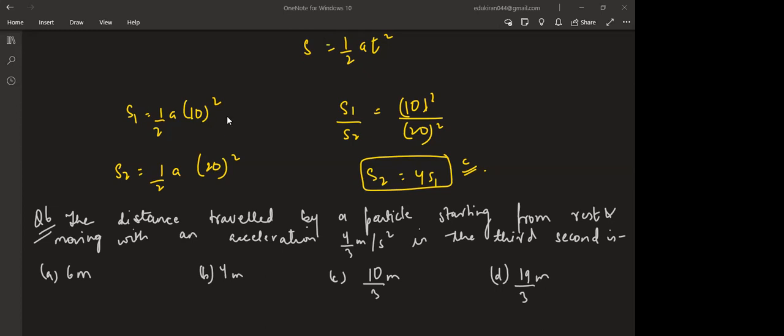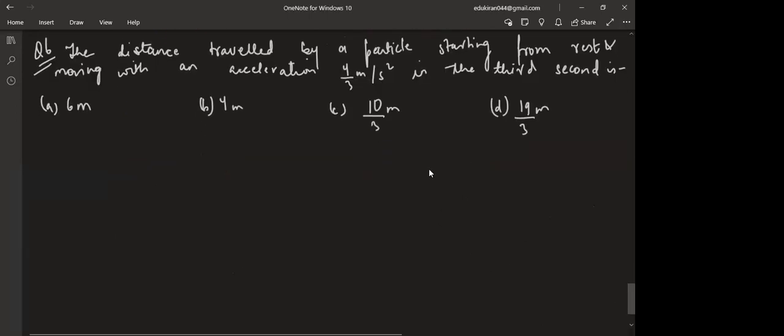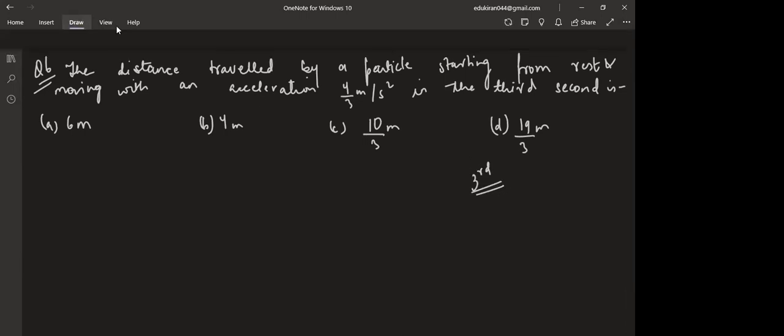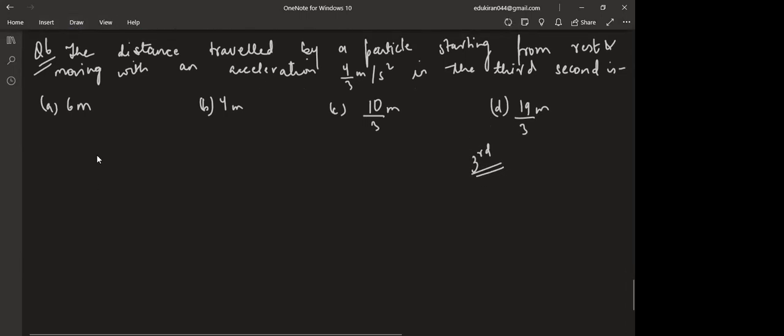So only Hanifa has answered correctly here. Look, class, all of you are giving varied answers. Here, this is the third second, not 3 seconds. Third second is asked. It means the nth second equation, Sn is equal to u plus a by 2 into 2n minus 1. Starting from rest, u becomes 0.